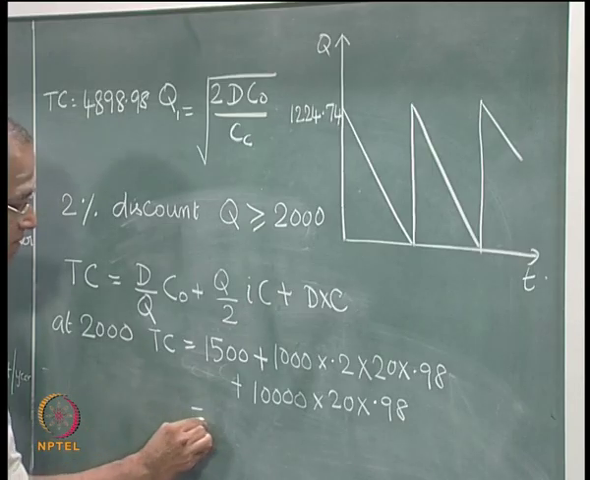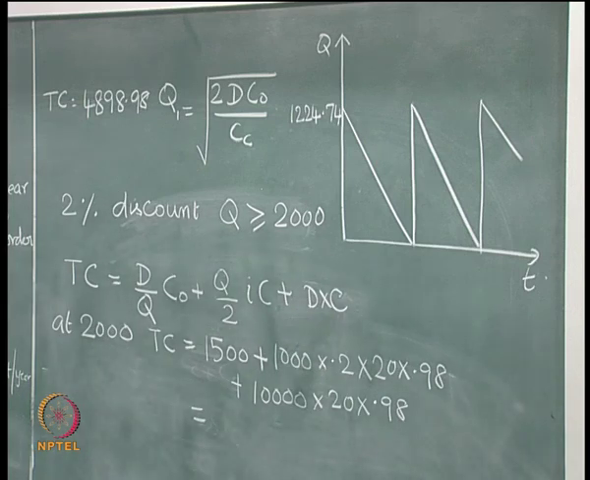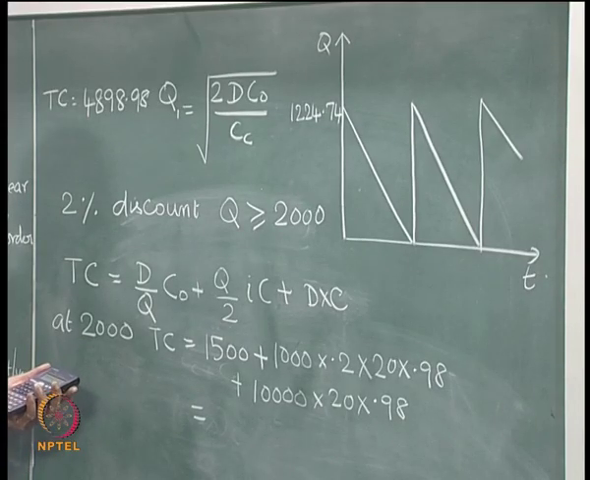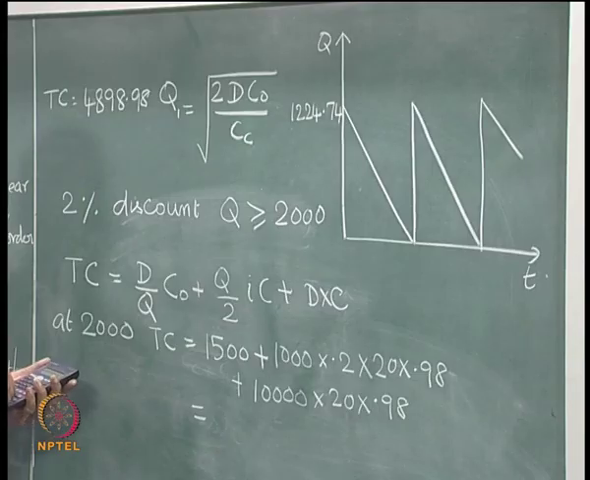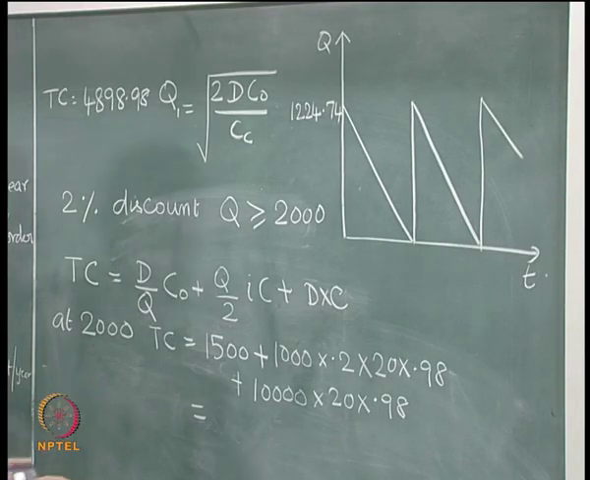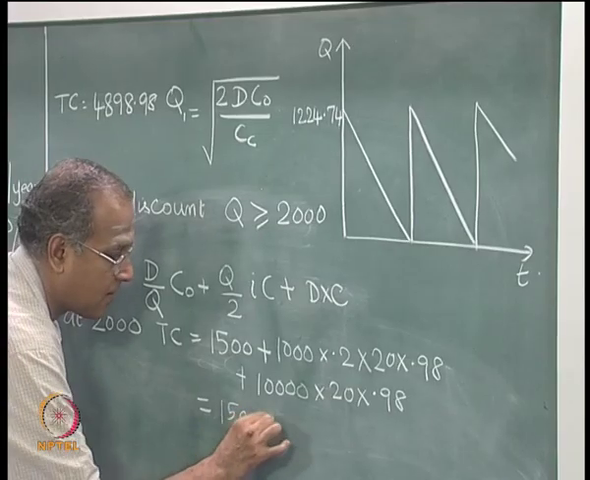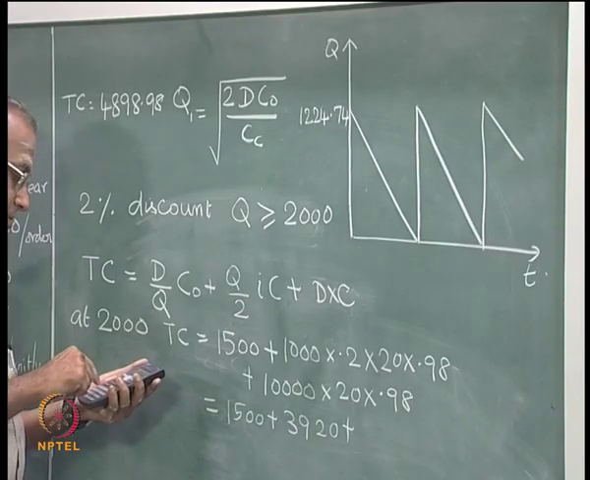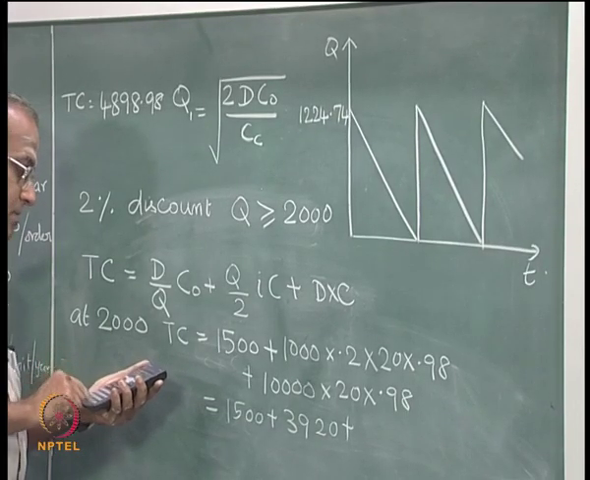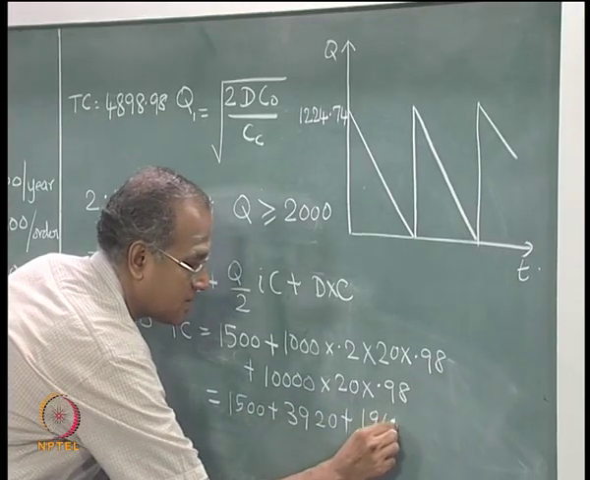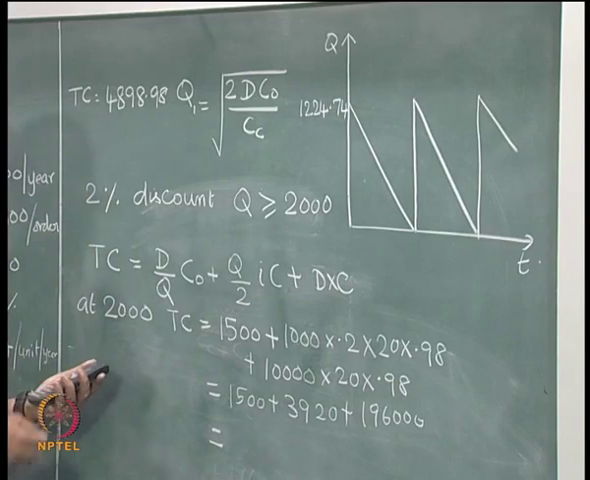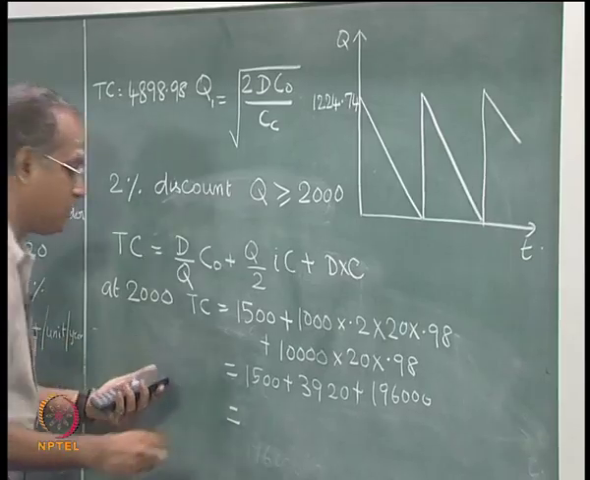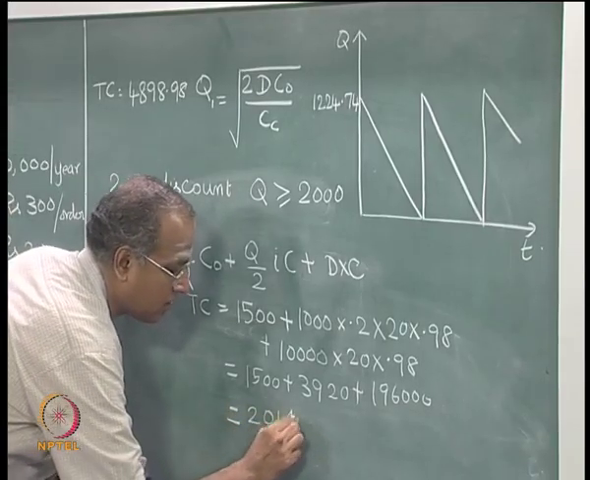So, this on computation would give us 1500 plus 3920 plus 196,000, which is 201,420.